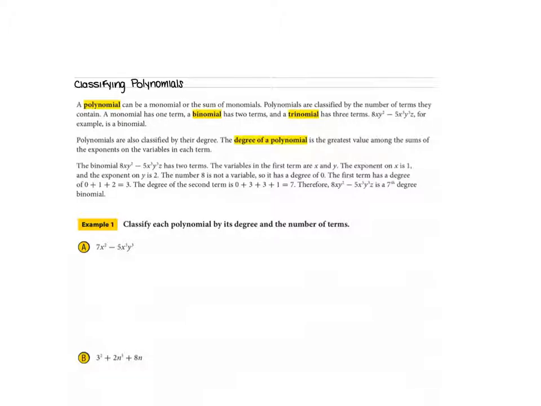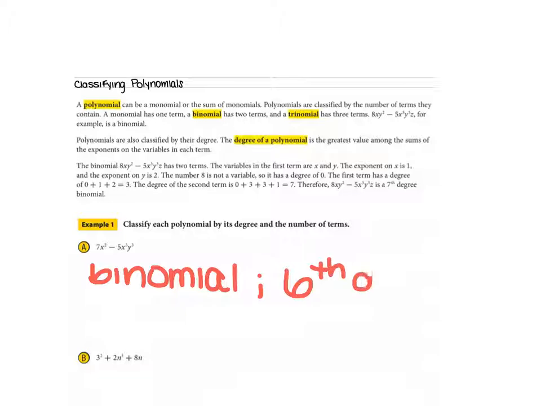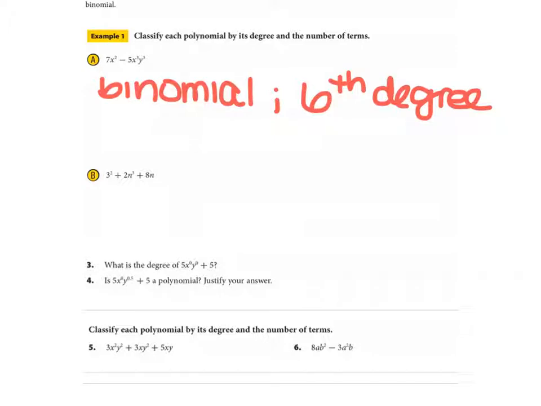So if we look at the first example A, we have 7x squared minus 5x cubed y cubed. This is a binomial because there's two terms. And then the degree is the sixth degree because we're going to look at the x to the third and the y to the third and add those exponents. So 3 plus 3 is 6. If we look at b, we have 3 squared, which is 9, plus 2n cubed plus 8n. This is a trinomial because there's three terms. And the degree on it is the 3.